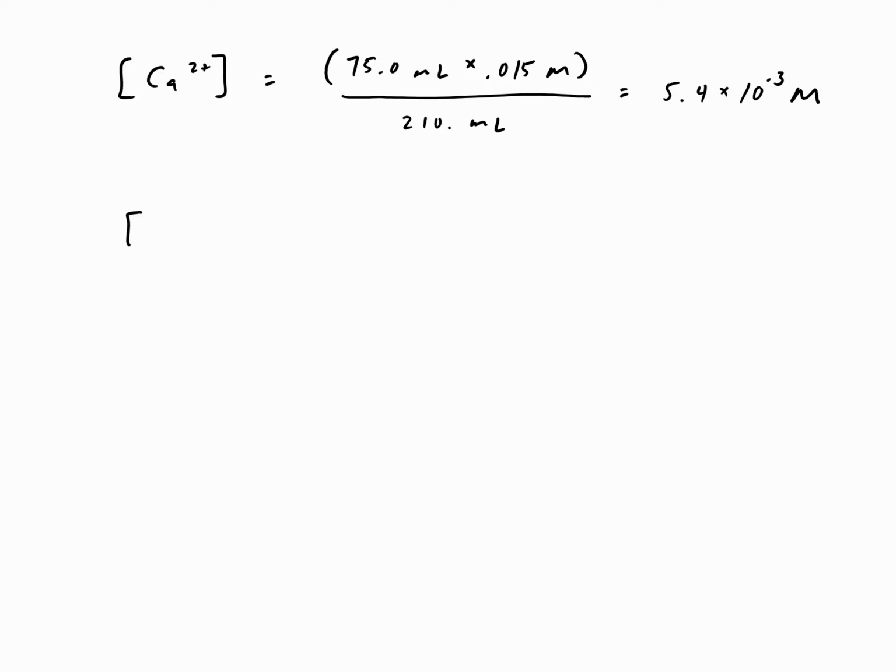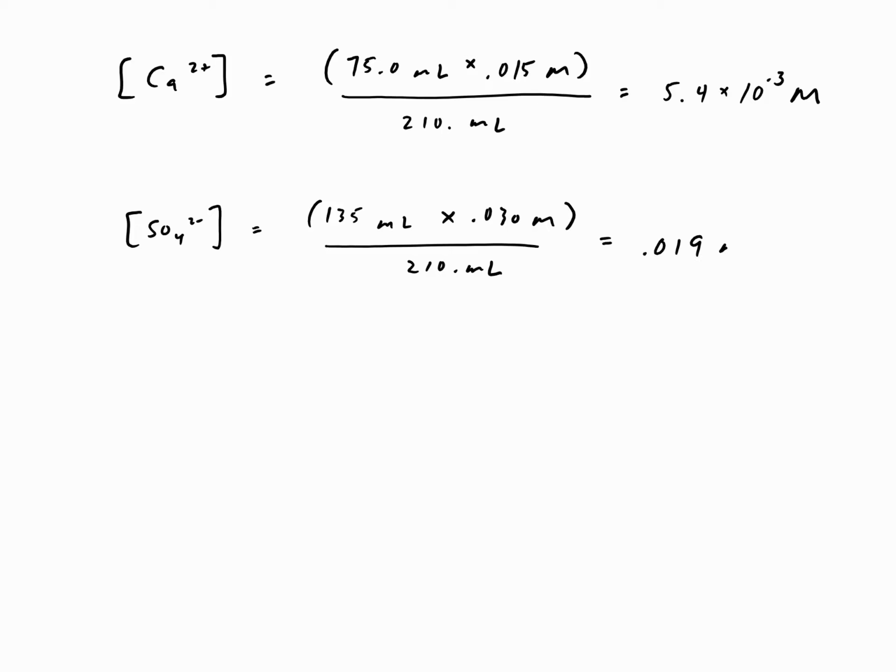And for the sulfate, we had 135 times 0.030, over the total volume after the two are added together, which was 210. And so the concentration of sulfate ions is 0.019 molar.